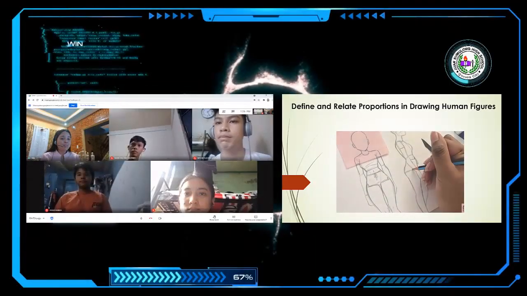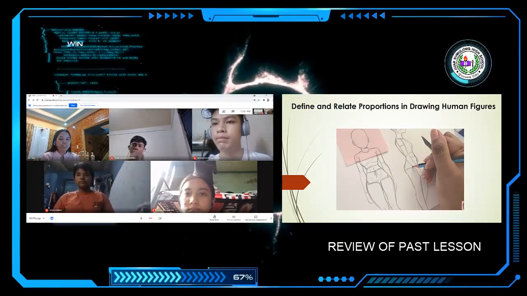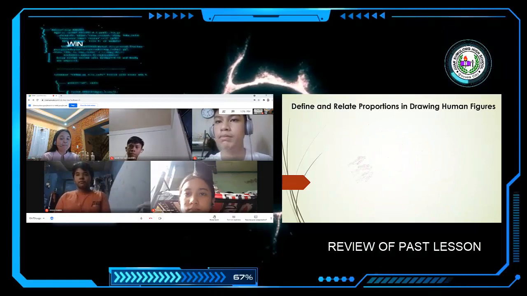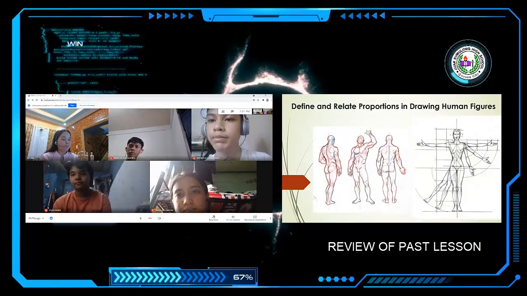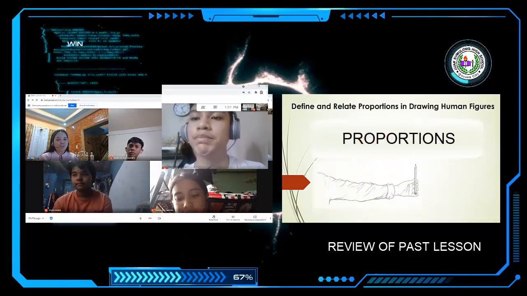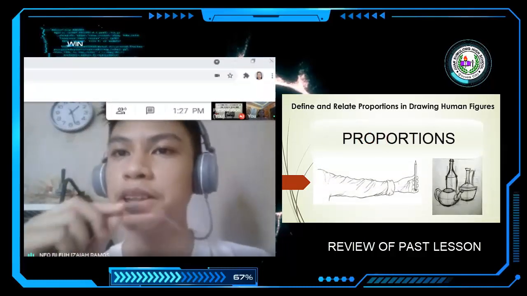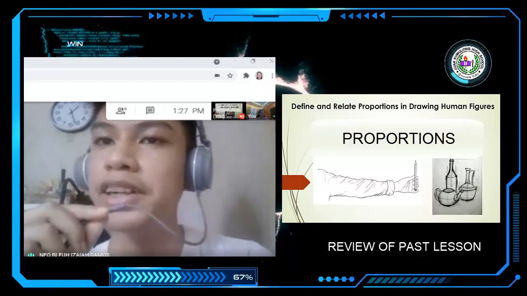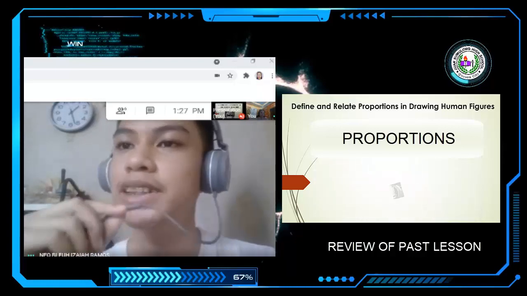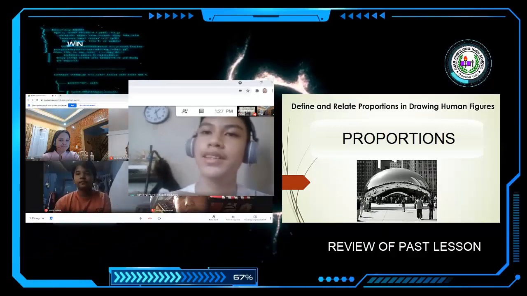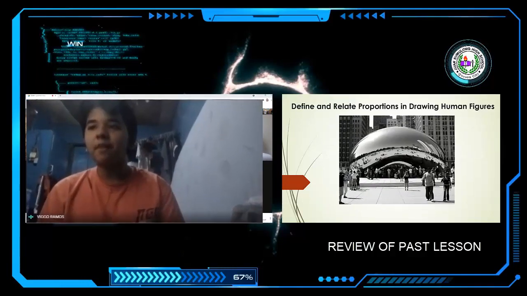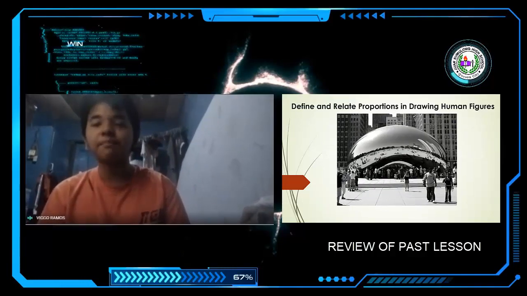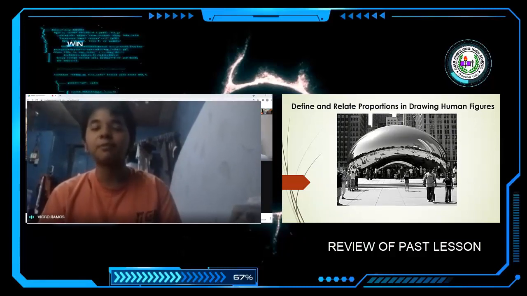One of the most important factors of human figure drawing, sketching, and painting is proportions. Will you please define what proportion is, Neo? Proportions are the relationships or ratios between the height, width, depth of a subject. Very good. Okay, how about you, Vigo? The dimension of composition and the relationship between height, width, and depth are referred to as proportion.